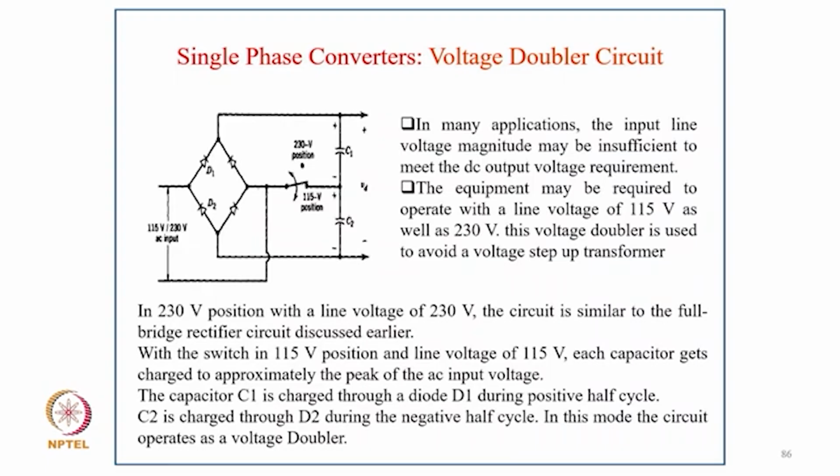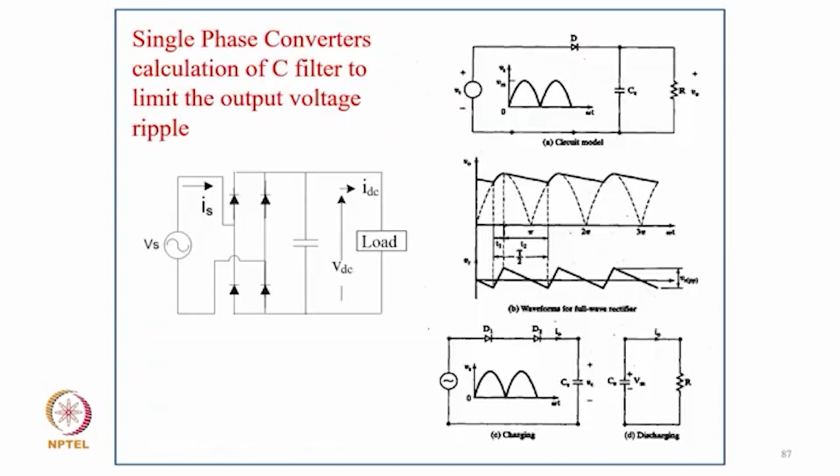In many applications, the input line voltage magnitude may be insufficient to meet the DC voltage requirement. So the equipment may be required to operate with a line voltage of 115 as well as 230, and this voltage doubler is used to avoid a step-up transformer. In the 230 position, with a line voltage of 230, the circuit is similar to the full wave bridge rectifier discussed earlier. With the switch in the 115 position and a line voltage of 115, each capacitor gets charged approximately to the peak of the input AC voltage. Capacitor C1 is charged through diode D1 during the positive half cycle, and C2 is charged through D2 during the negative half cycle. In this mode the circuit operates as a voltage doubler.